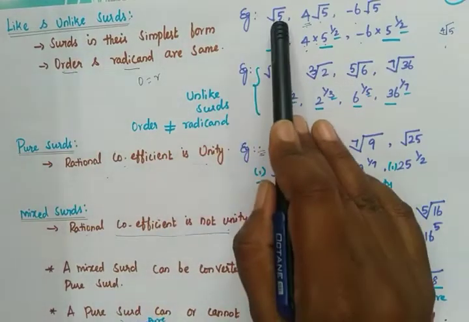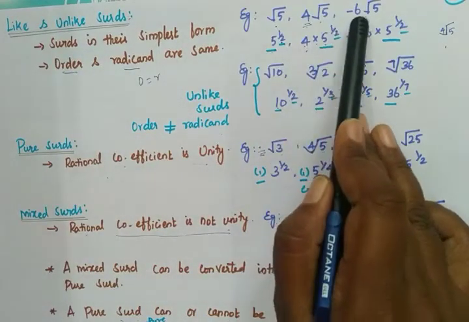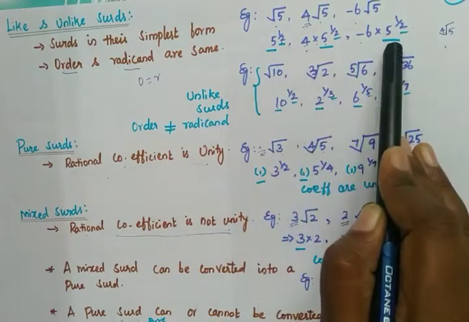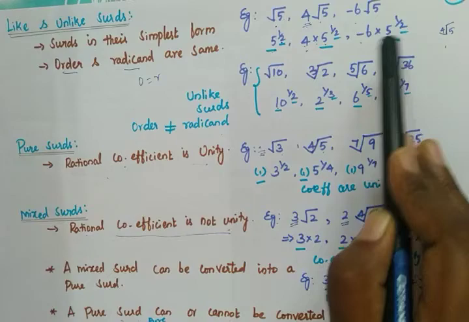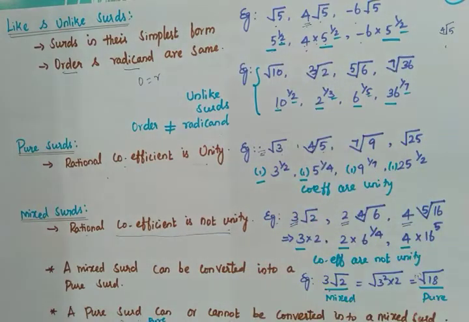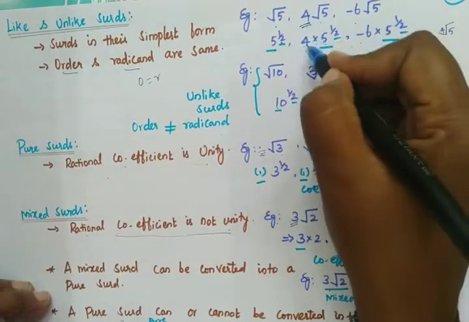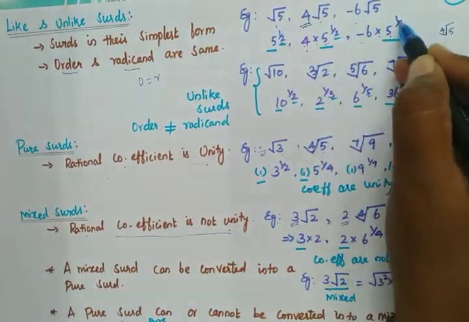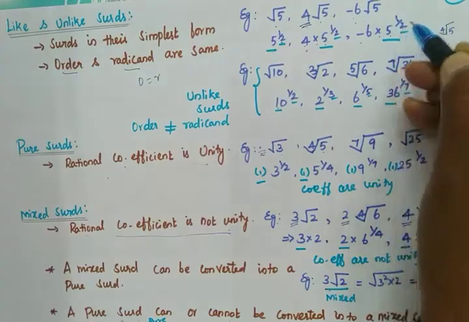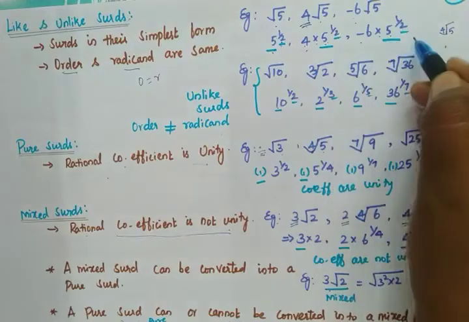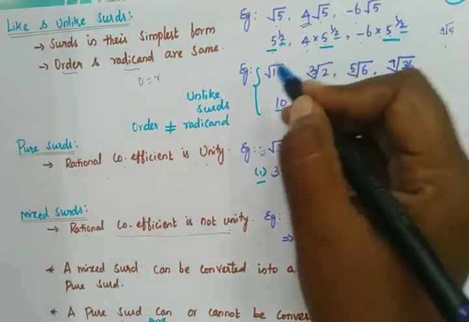For example, let us take root 5, 4 root 5, minus 6 root 5. Here we have 5, 5, 5, that is the radicands are the same. And here we have 1 by 2. This 4 represents the coefficient. So 4 into 5 power 1 by 2 minus 6 into 5 power 1 by 2. So here the orders are the same and the radicands are the same. So we can say this is a like surd.